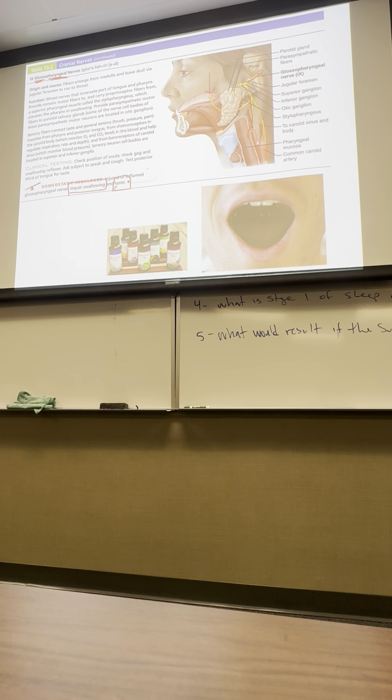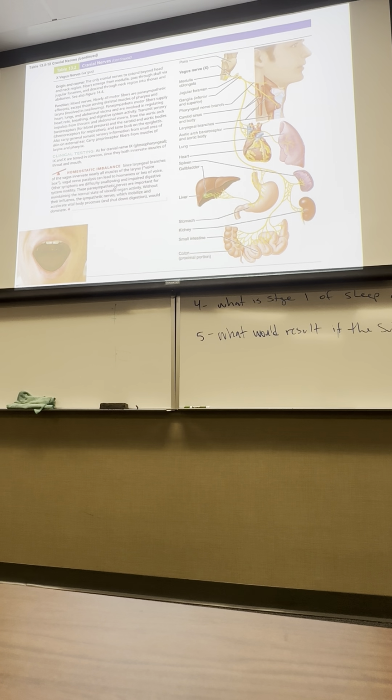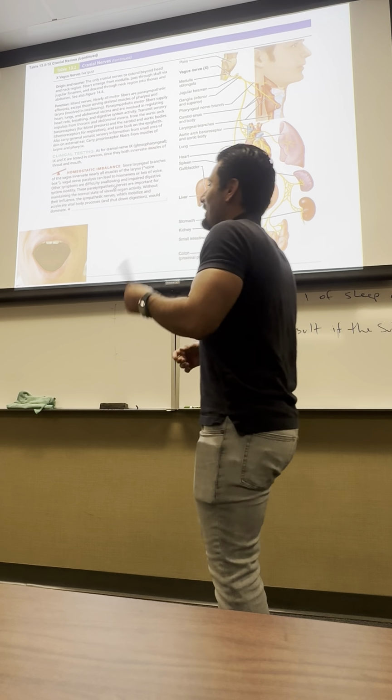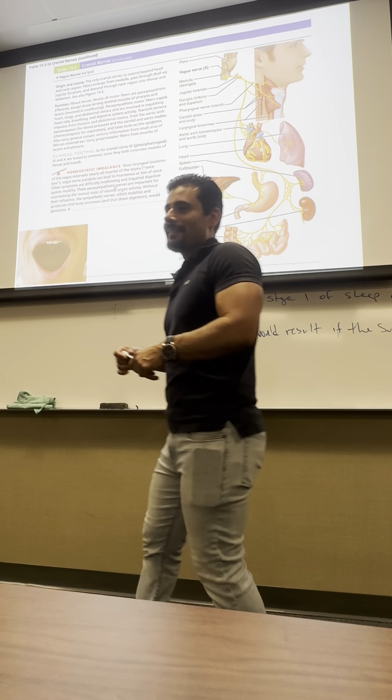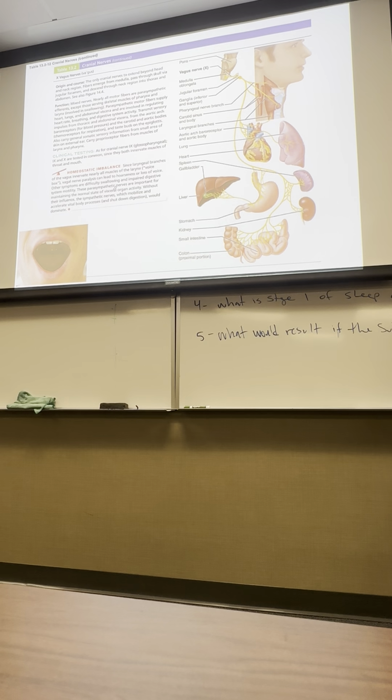Now we good? Okay. We're finally double digits. We're almost there. Okay? Number 10. The vagus. Number 10. Is it sensory, motor, or both? Both. Okay? What's it do?